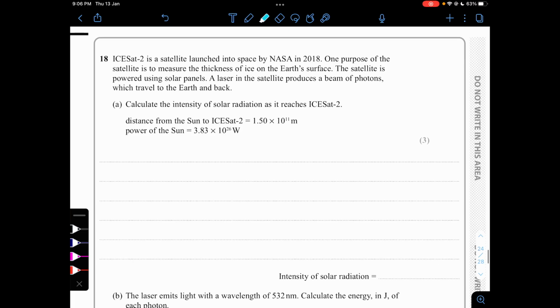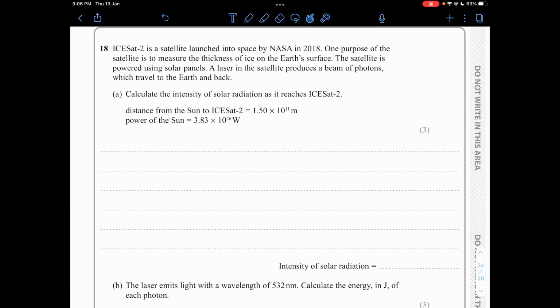Let's move on to question number 18. So ICESat-2 is a satellite launched into space by NASA in 2018. One purpose of the satellite is to measure the thickness of the ice on the Earth's surface. The satellite is powered using solar panels. A laser in the satellite produces a beam of photons which travel to the Earth and back.